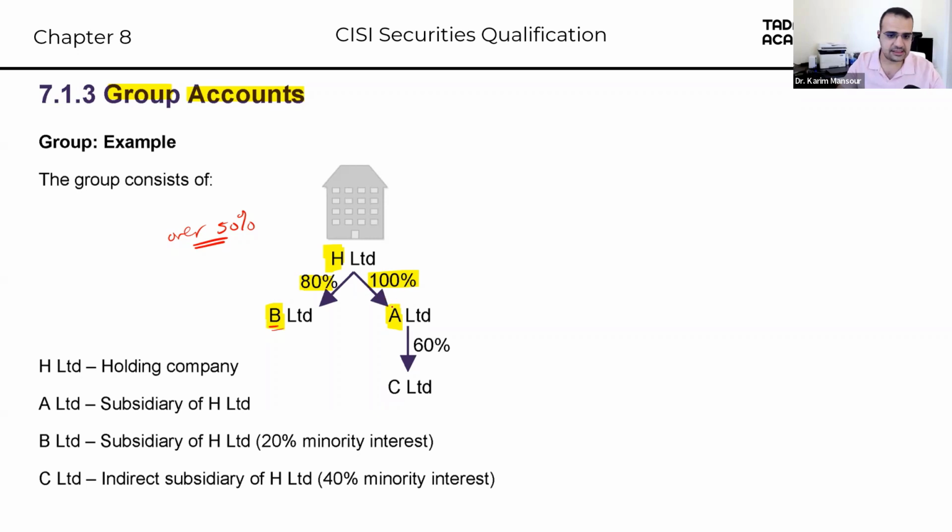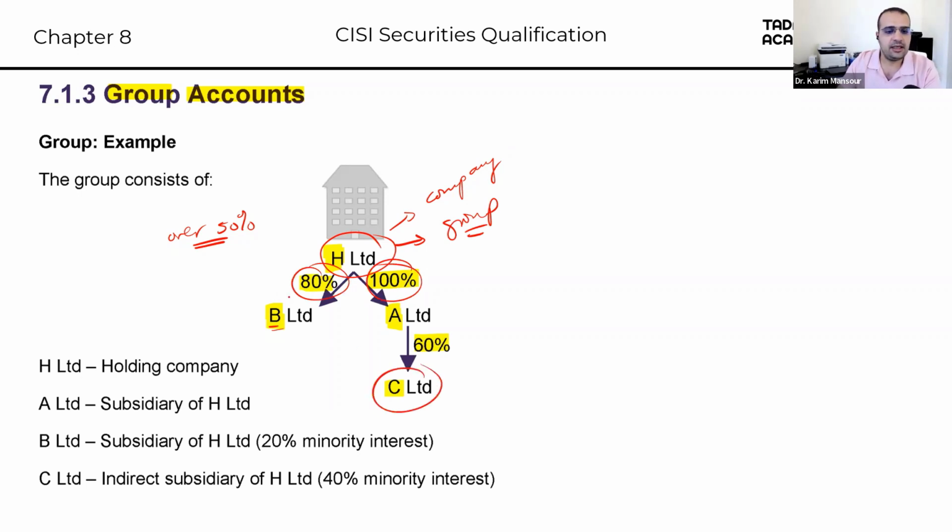Now, A owns 60% of C. So C is a subsidiary of A, which is in turn a subsidiary of H. When H is creating its financial reports, generally speaking, H as a company can create its own set of financial statements, its own sales, its own costs and expenses and assets and so forth. But it also creates a set of accounts as a group because H owns multiple companies.